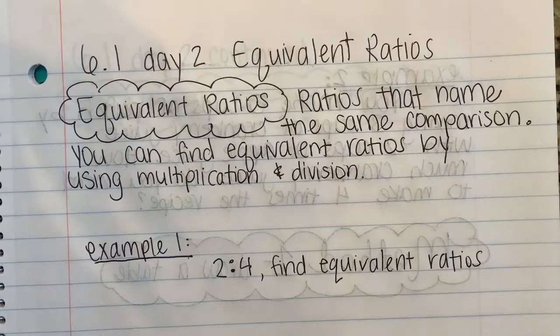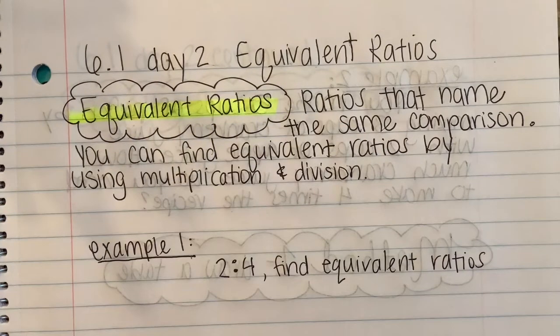Today we are working on 6.1 Day 2, equivalent ratios. And let's go over our first vocabulary word, equivalent ratios. These are ratios that name the same comparison, and you can find equivalent ratios by using multiplication and division. So let's start by looking at example 1.